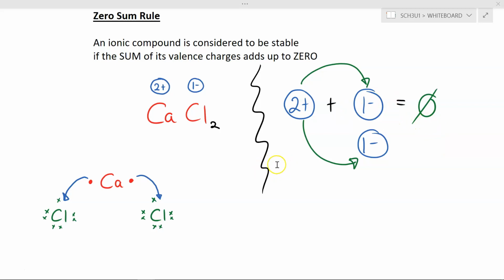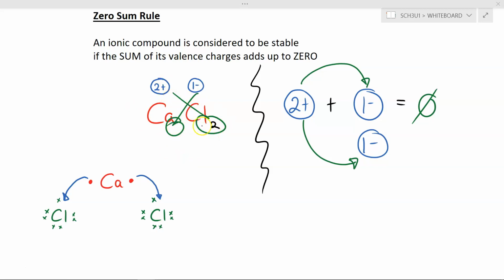Now, I know some teachers like to use something called the crisscross rule. That's where you take these charges and crisscross. So you put the 2 down here and you put a 1 down here. Now, if we don't put a number here, we always assume it's a 1. Now, I personally don't like the crisscross rule because there's no thinking involved. All right, you're just crisscrossing.